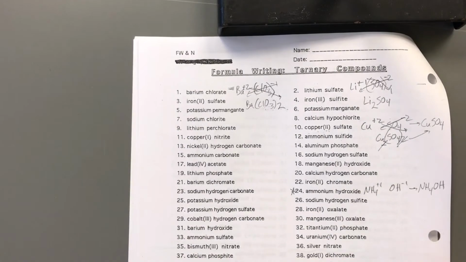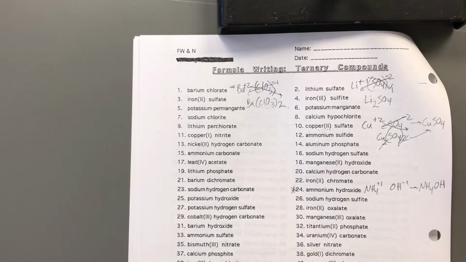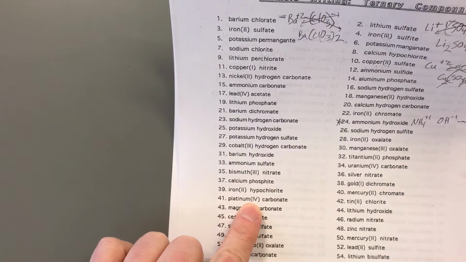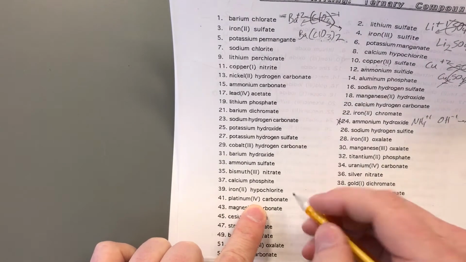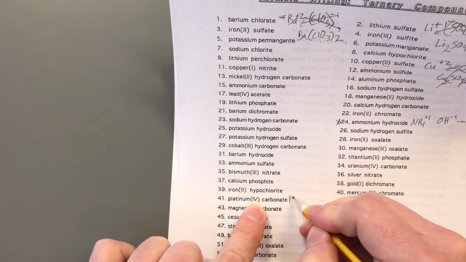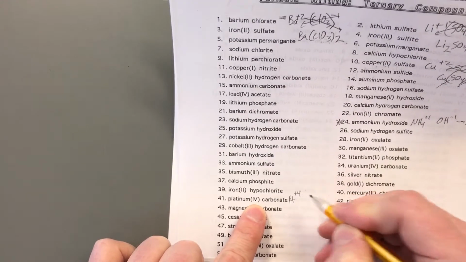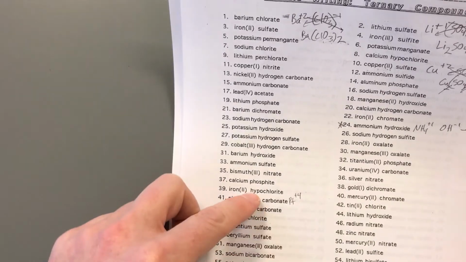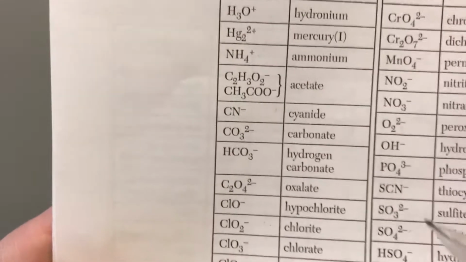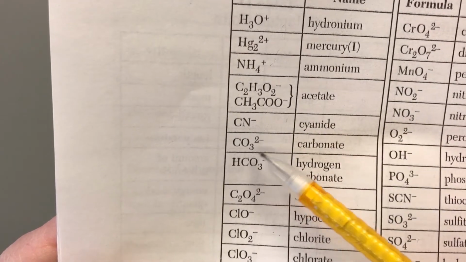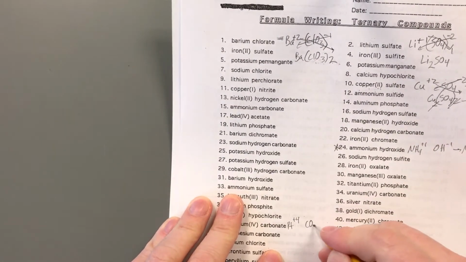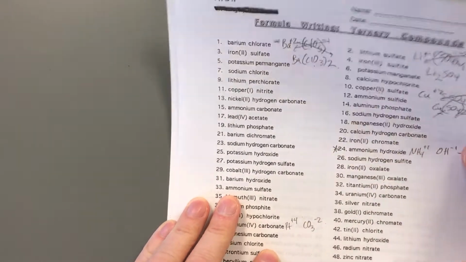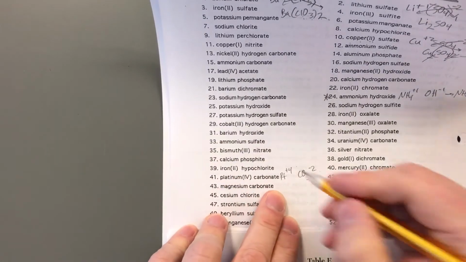And so if we take another look, for example, if we scroll down here, we have platinum 4 carbonate. Platinum, again, the Roman numeral 4, so I know what I'm using, Pt plus 4, and then we have to find carbonate. Carbonate is CO3 minus 2. So CO3 minus 2. Now I want you to notice there's a couple things that happen here.